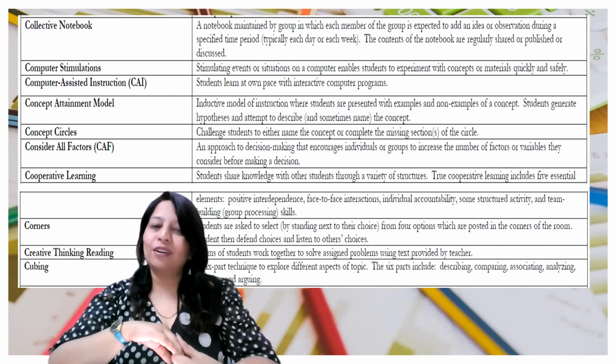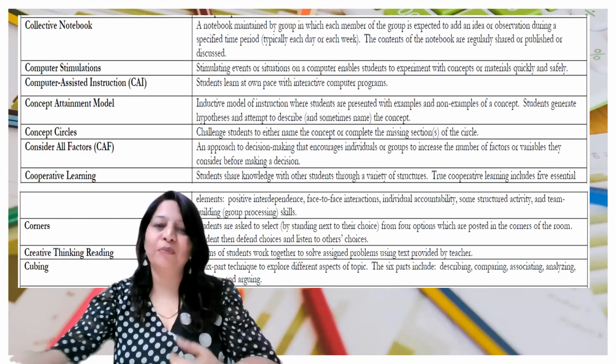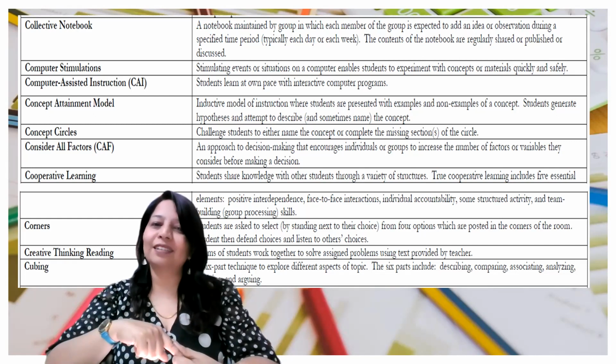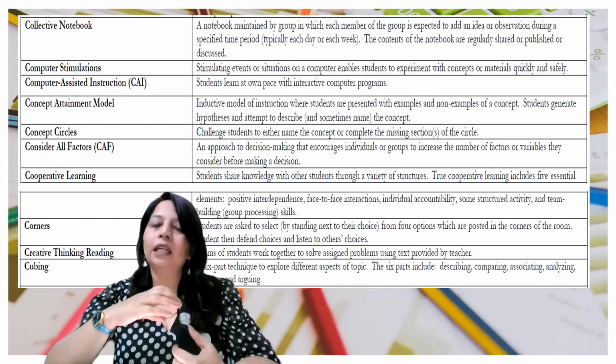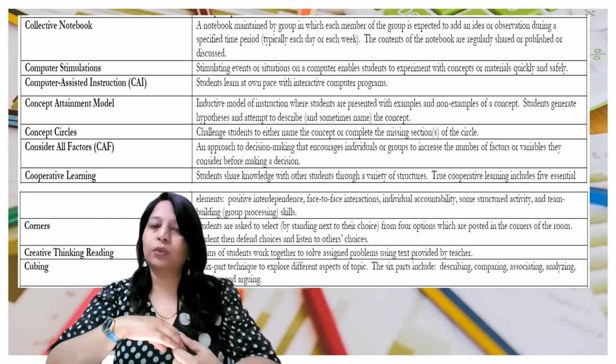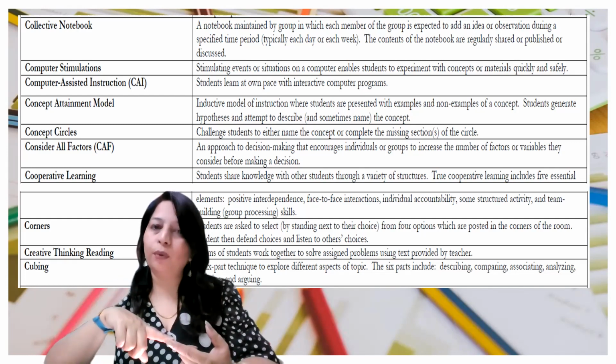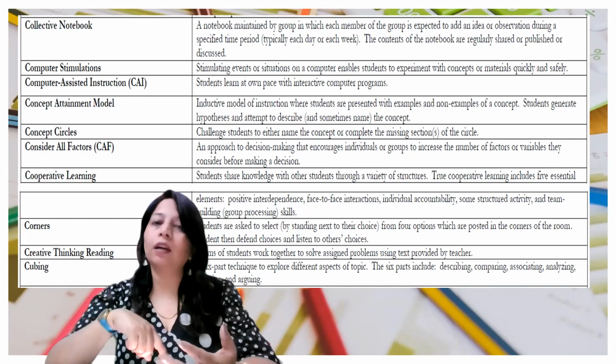If I talk about corners, the students are asked to select by standing next to their choice from the four options which are posted in the four corners of the room. Students then defend their choices and listen to the others' choices as well. For example, you have given any topic, any prompt to your students, and in the four corners of the room, you have labeled agree, disagree, strongly disagree.